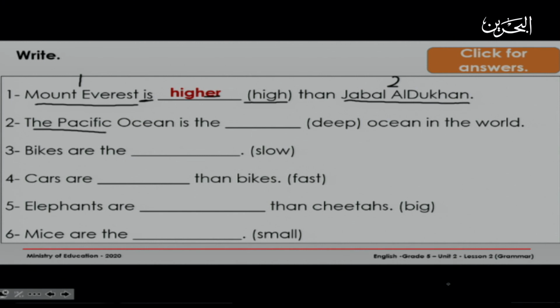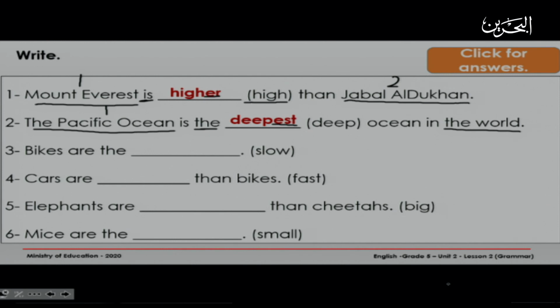Let's look at number 2. The Pacific Ocean, group number 1, is the blank ocean in the world. The world, very big. Okay, so here we have the. Pay attention. What's your answer? Deepest, the deepest. We added EST to the adjective.